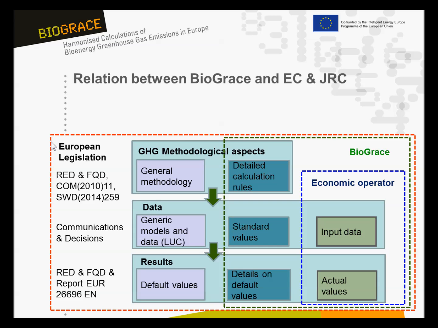In the second place, BioGrace offers data in the form of standard values. These are the emission coefficients, lower heating values, and transport efficiencies that are needed to convert input data into greenhouse gas emissions. And thirdly, BioGrace shows how the default values from the European Commission were calculated.